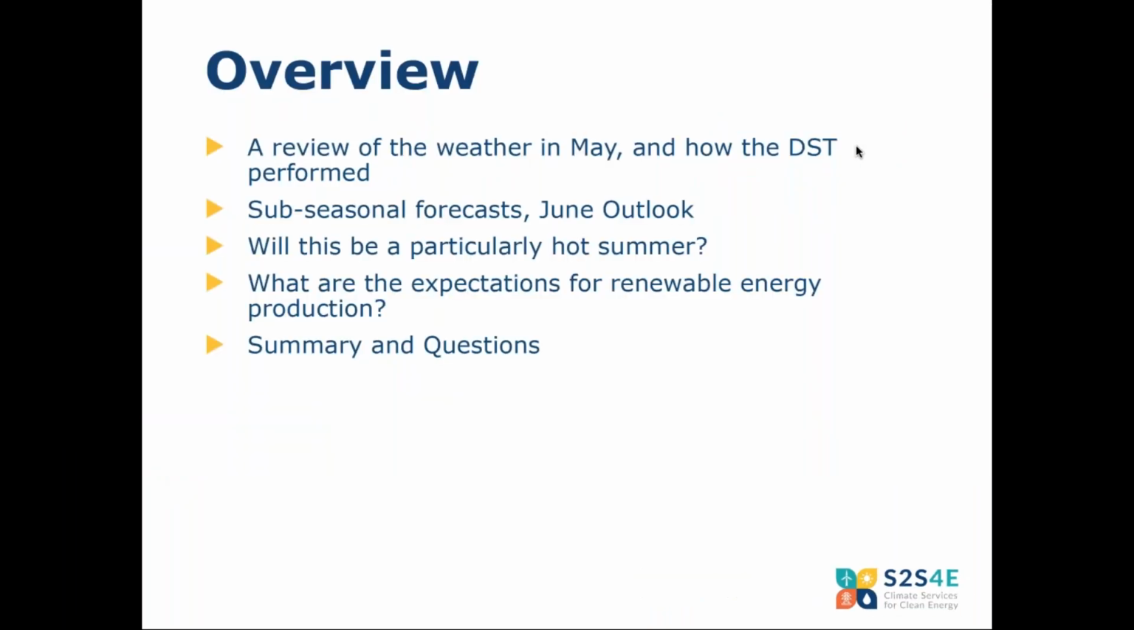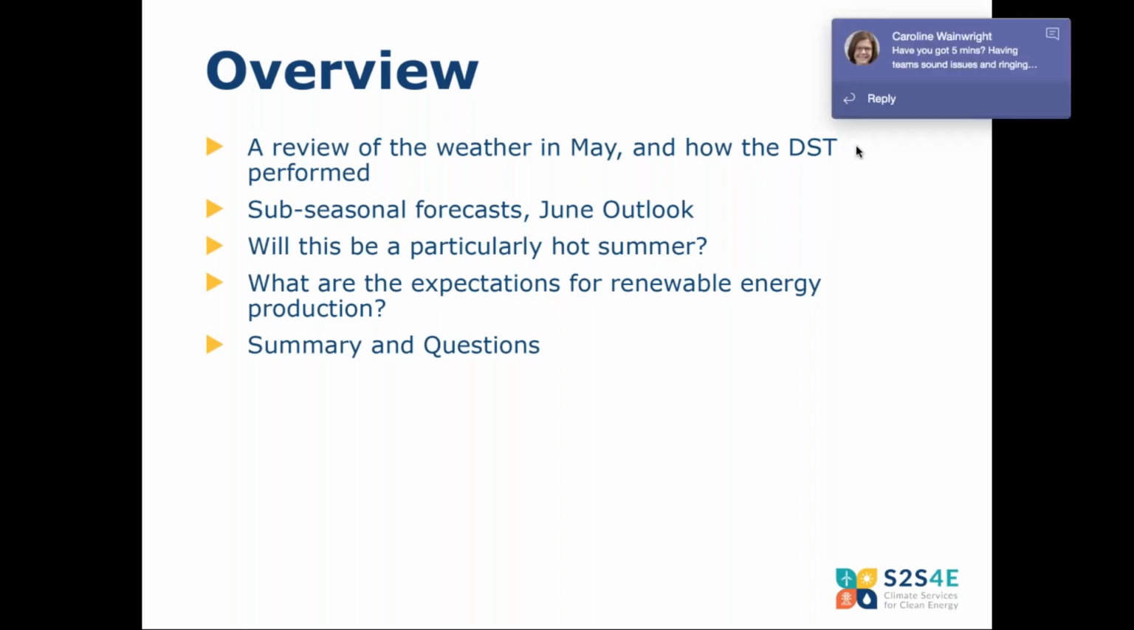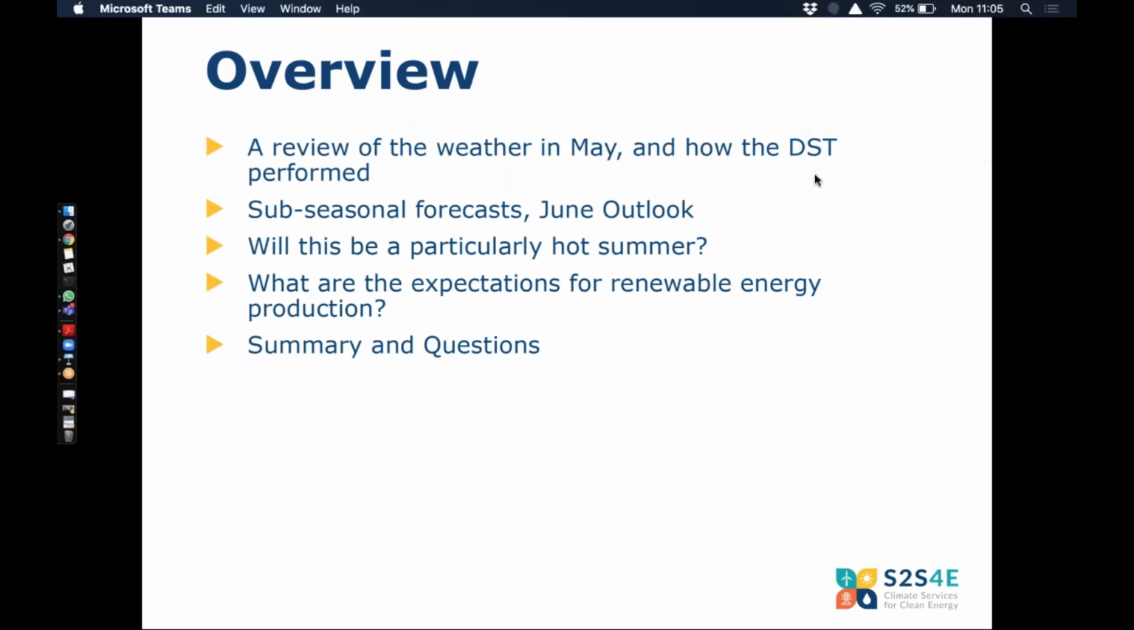Today, in this second webinar, we're going to be talking about some climate forecasts for the summer season. Here's an overview of what I'm going to cover. Firstly, in the style of the standard seasonal S2S4E webinars, we're going to look through the weather from May and look at how the S2S4E Decision Support Tool performed. Then we'll go on to look at some sub-seasonal forecasts for June this month and see what we've potentially got in store. Then, into the title of the talk: will this be a particularly hot summer, and what are the expectations for renewable energy production? Followed by summary and questions.